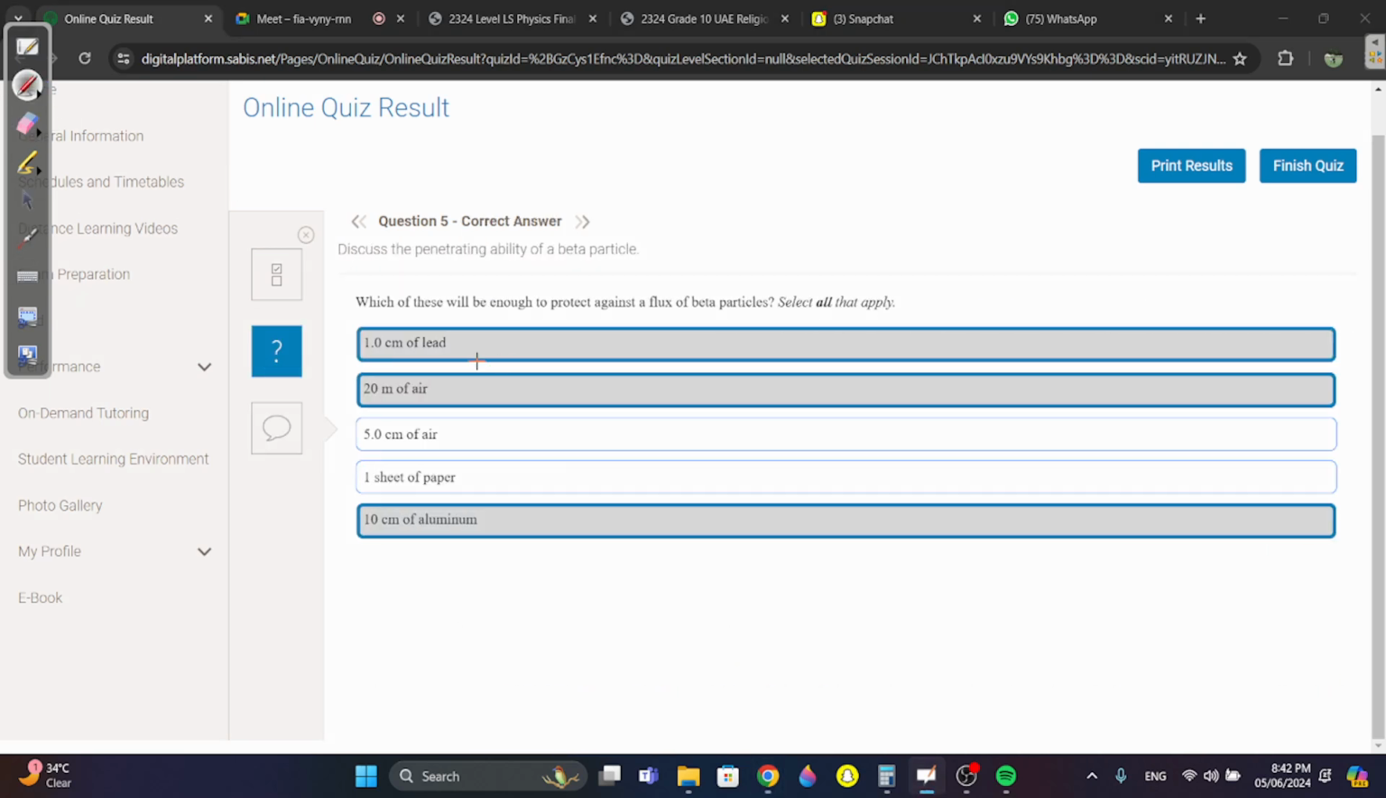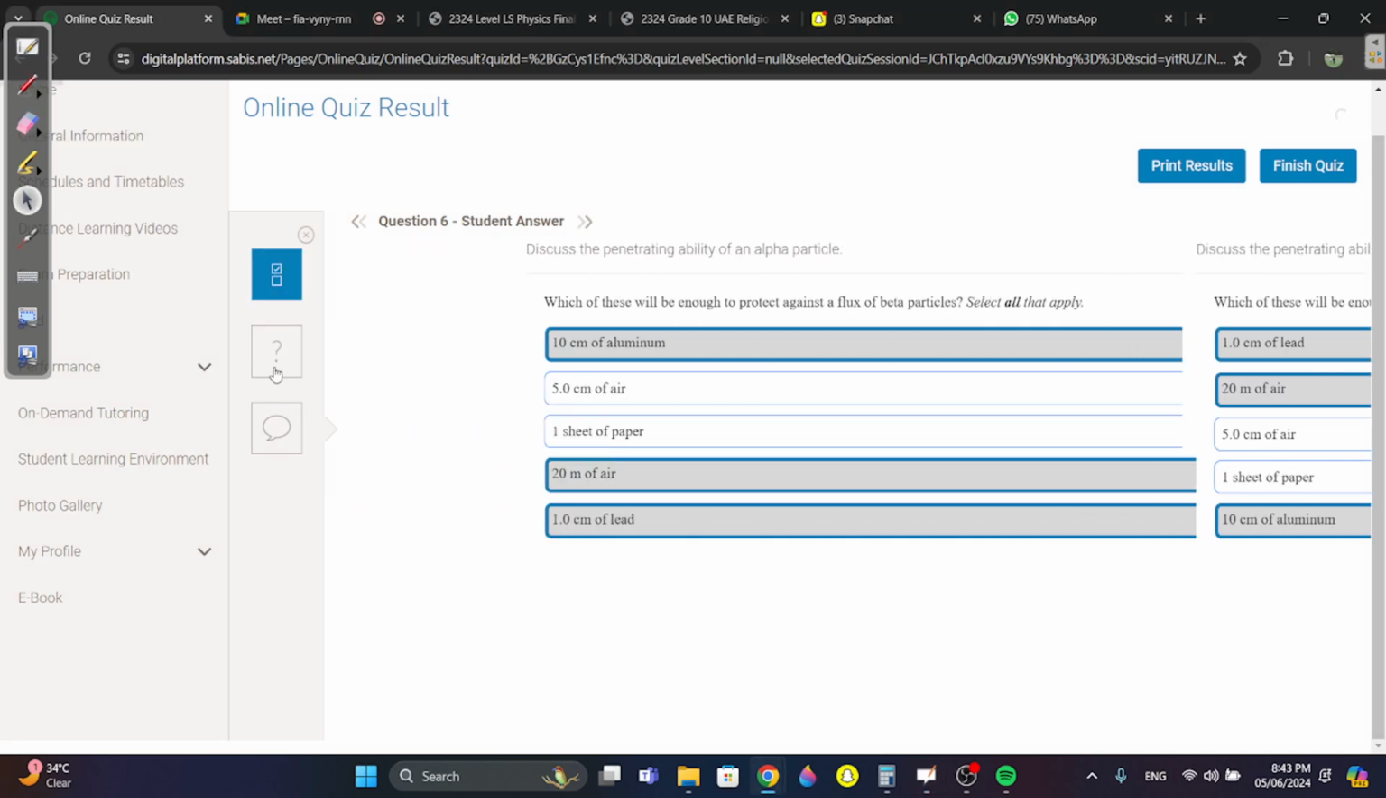So let's go here. They said 500 centimeters of air, and 1 millimeter of aluminum. So for sure, if I have 20 meters of air, it's going to be able to stop it, because all I need is just 500 centimeters, which is the same as 5 meters. So 20 meters is enough. Lead will always stop it. Lead is the strongest stopper for radiation, so it will always stop. 5 centimeters of air? No, we said 5 meters of air. 1 sheet of paper? No, that's too thin. 10 centimeters of aluminum? Of course. They said 1 millimeter of aluminum, so obviously 10 is more than enough.